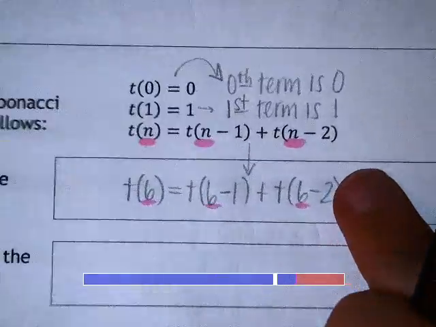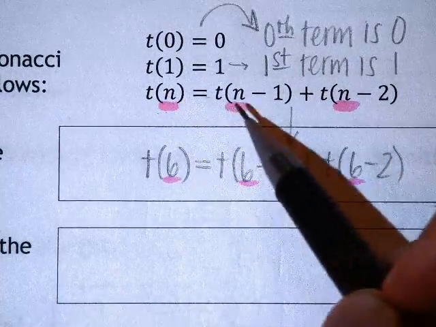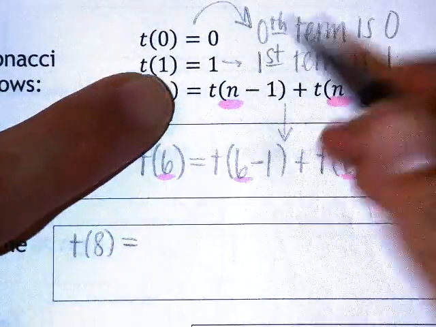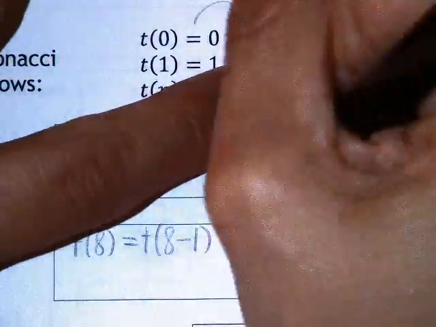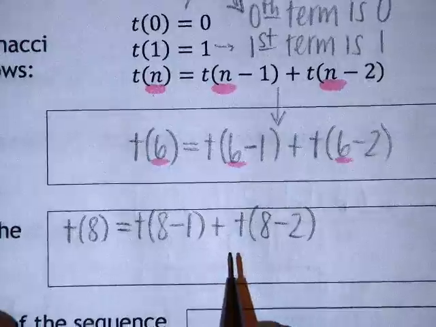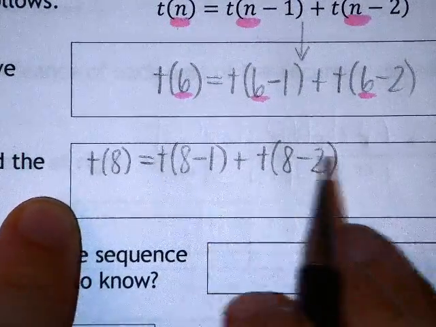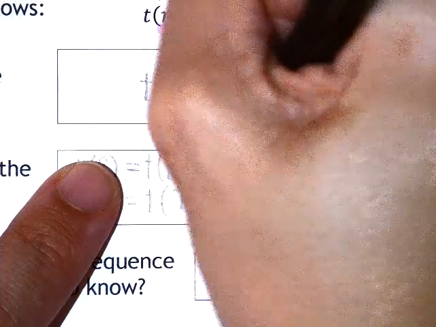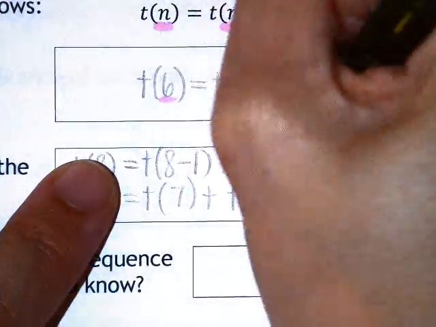That means we're going to take that same formula, and everywhere we see an n, we're going to replace it with an 8. So t of 8 equals, notice I'm plugging in the 8 instead of n, t of 8 minus 1, plus t of 8 minus 2. Same thing that I did before. I'm going to clean it up a little bit, because 8 minus 1 is just 7. So t of 8 minus 1 is t of 7, plus t of 8 minus 2, which is just t of 6.